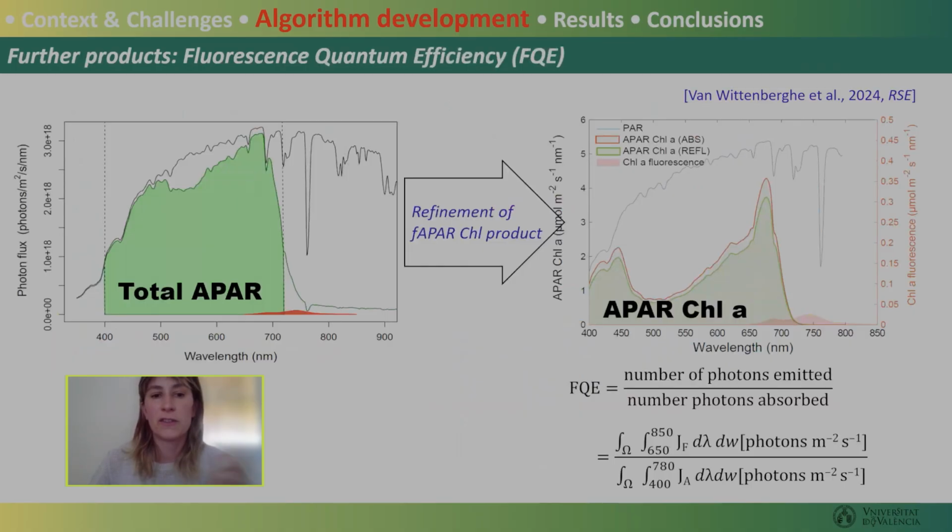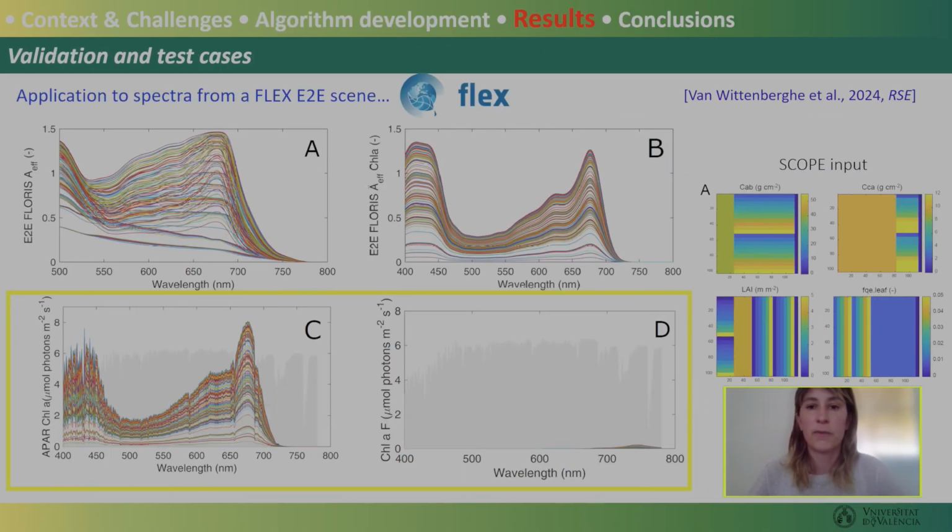One of the products that comes further out of it, once you have combined it with the fluorescence product, is, as I mentioned before, that we fit the FAPAR as the effective absorbance of chlorophyll A. When multiplied by the incoming radiance, we obtain spectrally the APAR chlorophyll. The fluorescence photons divided by this eventually give us this FQE product.